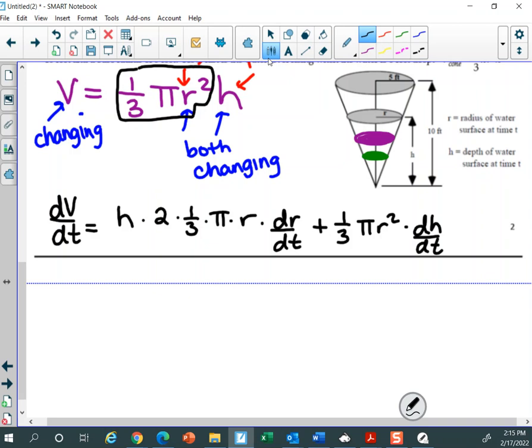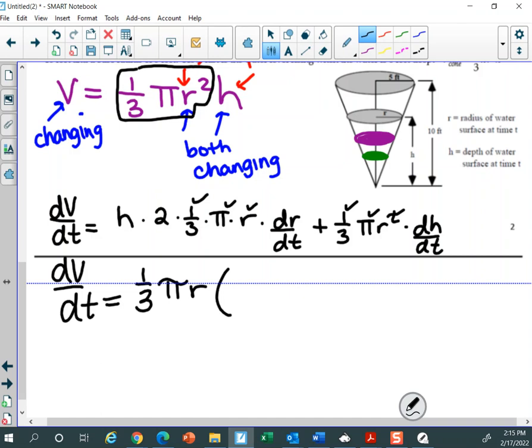Or we could take this right now and say, so what do I got here? I've got a third and a pi and an r in everything. So I have a third and a pi and an r, and a third and a pi and an r. So this is an h and a 2 and a dr dt and a r and a dh dt. Sure. I mean, essentially that's what it would look sort of like.